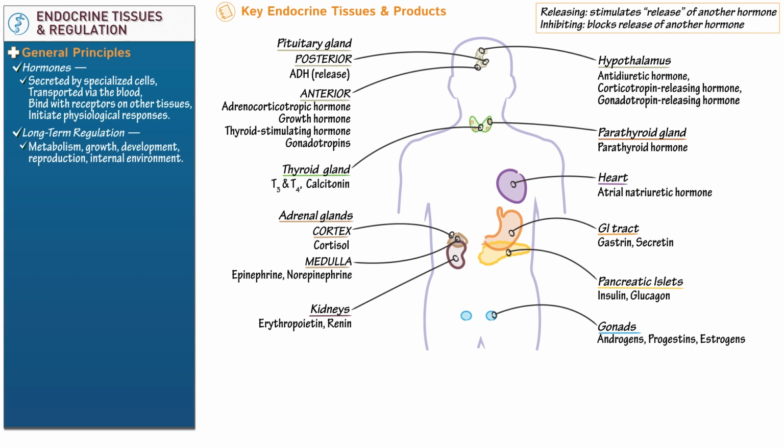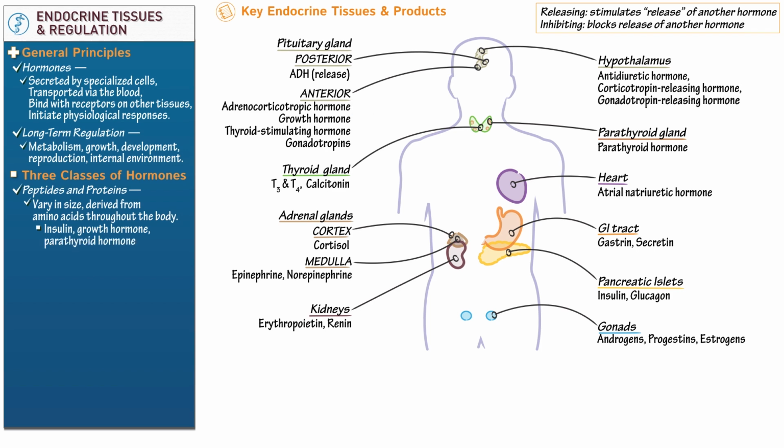Let's take a moment now and organize the numerous hormones into three key classes: peptides and proteins, which vary in size. These are derived from amino acids and are synthesized throughout the body. Denote the following examples: insulin, which comes from the pancreatic islets; growth hormone, from the anterior pituitary gland; and parathyroid hormone. Steroid hormones are derived from cholesterol, which is present in food and produced endogenously.